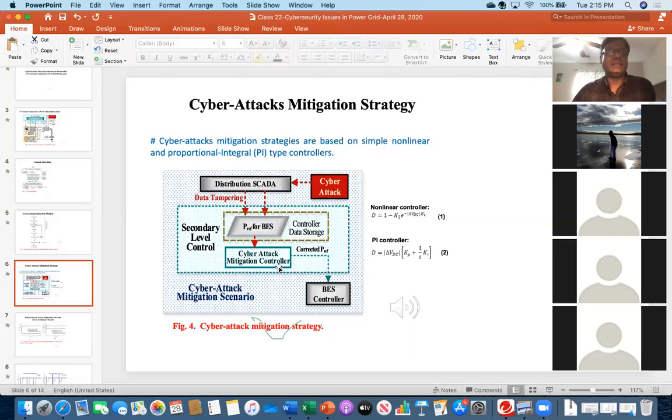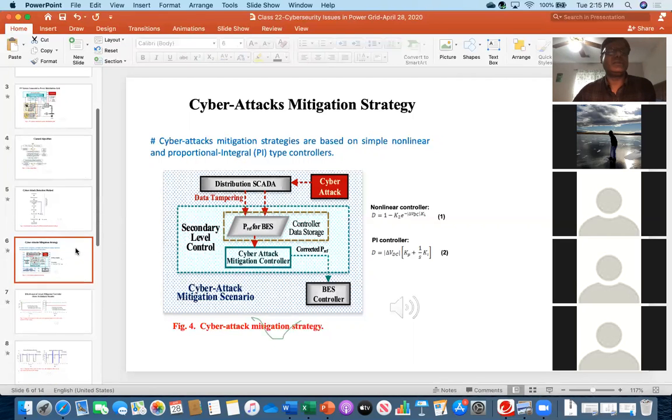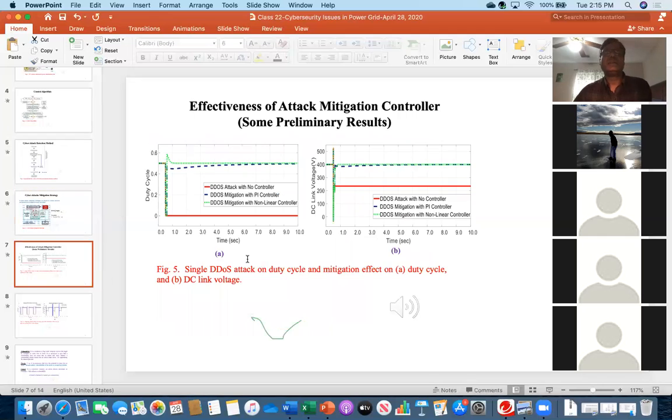Now, let's see an example of how that controller works. Here I have shown some preliminary results on the effectiveness of the attack mitigation controller. In this case, the left side response is for the duty cycle and the right side response is for the DC link voltage. We have assumed that the cyber attacker attacked the duty cycle of the DC to DC converter at 0.5 seconds.